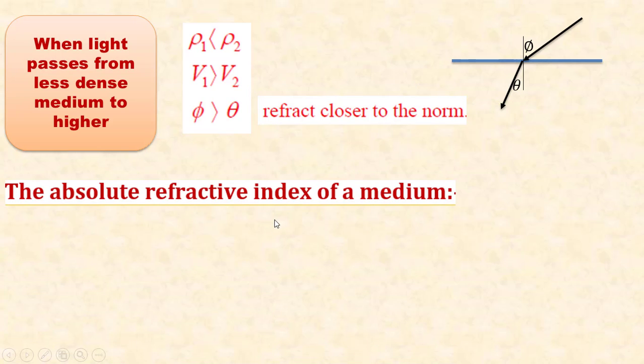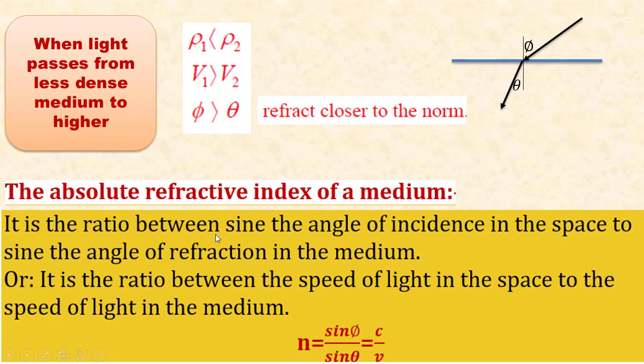Okay, now we have to study the absolute refractive index. It is the ratio between the sine of the angle of incidence in the first medium, air, to the sine of the angle in the other medium, or the speed of light through air, which is symbolized by c, to the speed of light in the transparent medium.